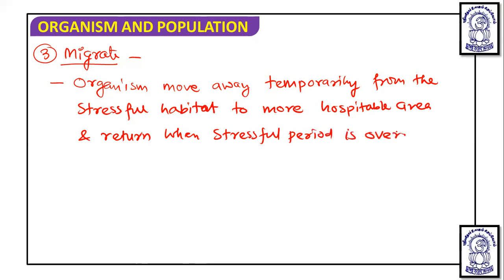Okay, so organisms move away temporarily. They move to another area which is more hospitable or more proper, where the stressful conditions are not there. So they will temporarily move to the favorable area, and when the stressful conditions are over in their original habitat, they will come back.